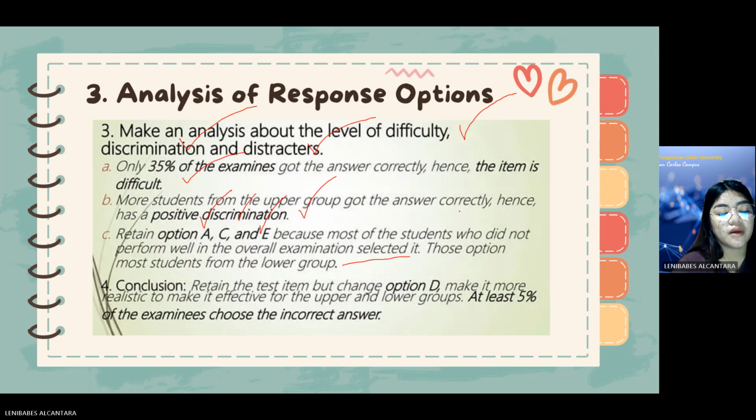Now, conclusion, retain the test item but change option D. Make it more realistic to make it effective for the upper and lower groups. At least 5% of the examinees choose the incorrect answer.